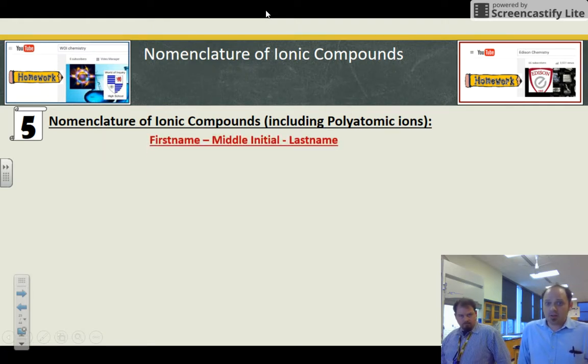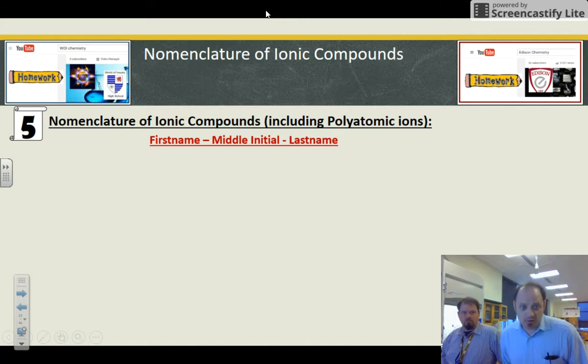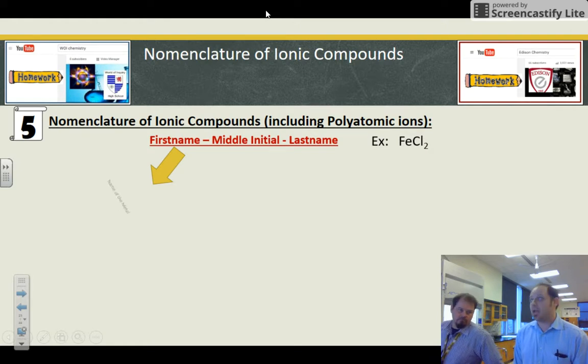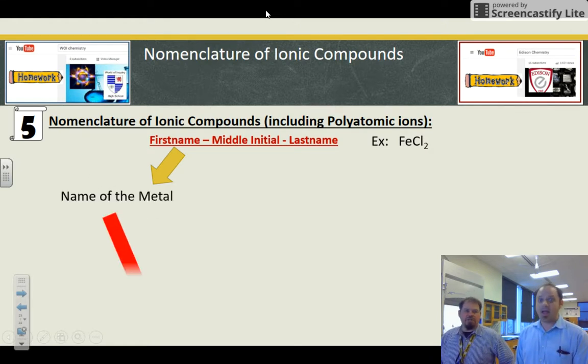The first name, middle initial, last name is the general formula for all names of ionic compounds. The first name is going to follow a certain rule. An example, FeCl2. We've got to name this stuff. The first name is going to be the name of the metal. Period. End of story. Every single time, no change. Fe, iron. Got it.